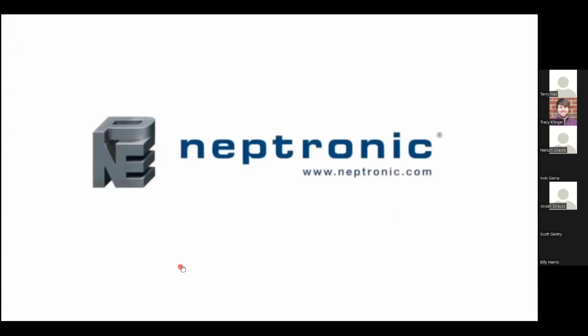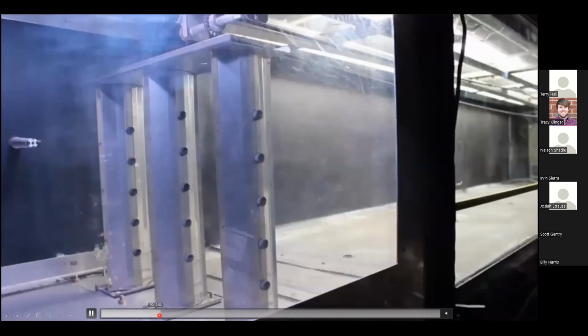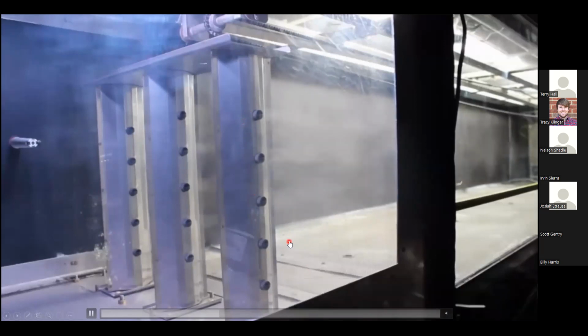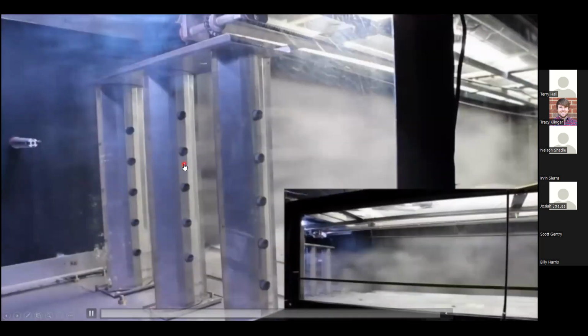Here's an example. I hope you can see this well. This is a steam dispersion grid in a Perspex duct. We're opening up a control valve, letting steam into the airstream, and you see there's a vapor trail. Those are little moisture droplets, and they extend quite far downstream of the humidification grid.